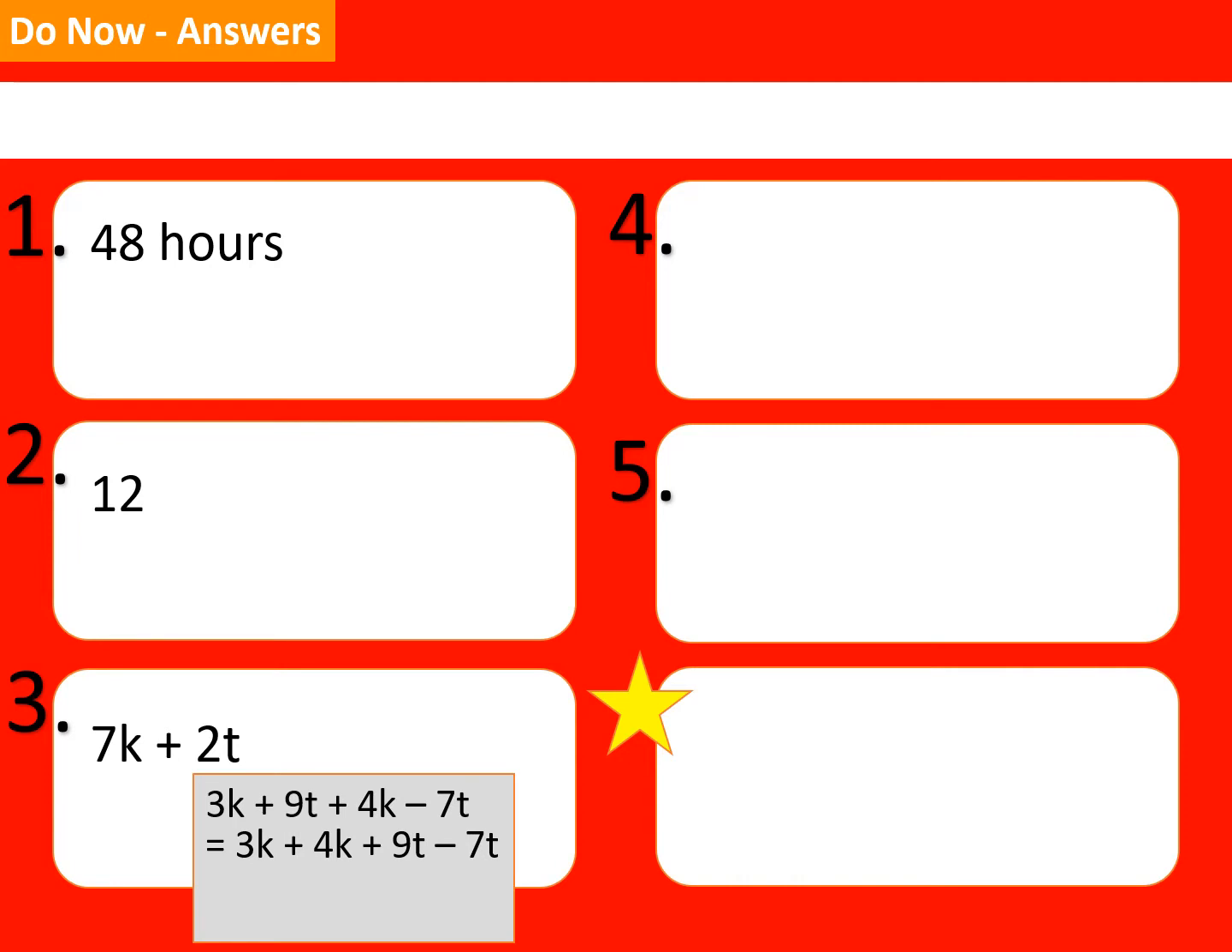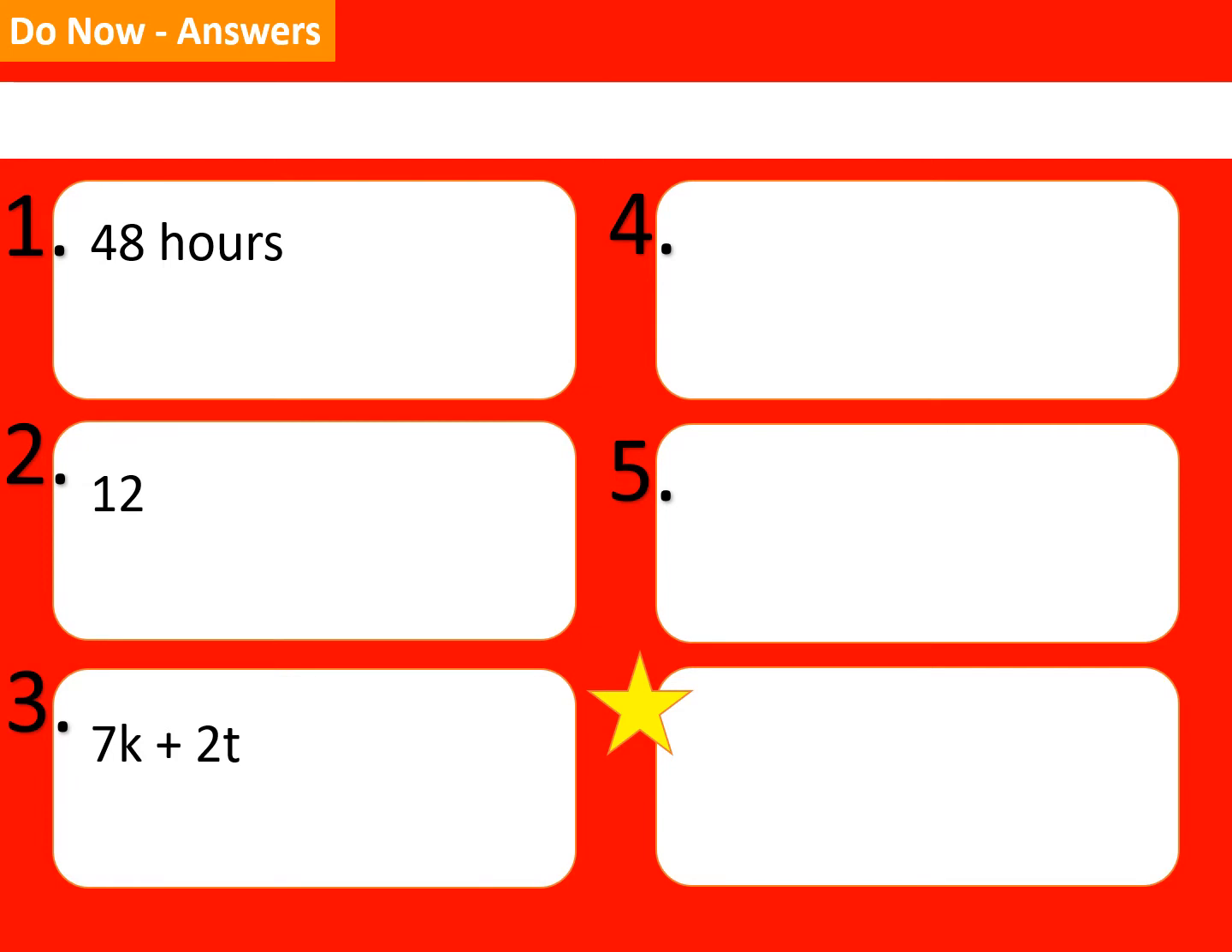We can also use commutativity to swap around the 9t and the 4k, and that will mean the same thing in the expression. So now we can see a bit more clearly how many k's we need to add up and how many t's we need to add up. 3k plus 4k equals 7k, and 9t take away 7t is 2t. So we can simplify this to 7k plus 2t.